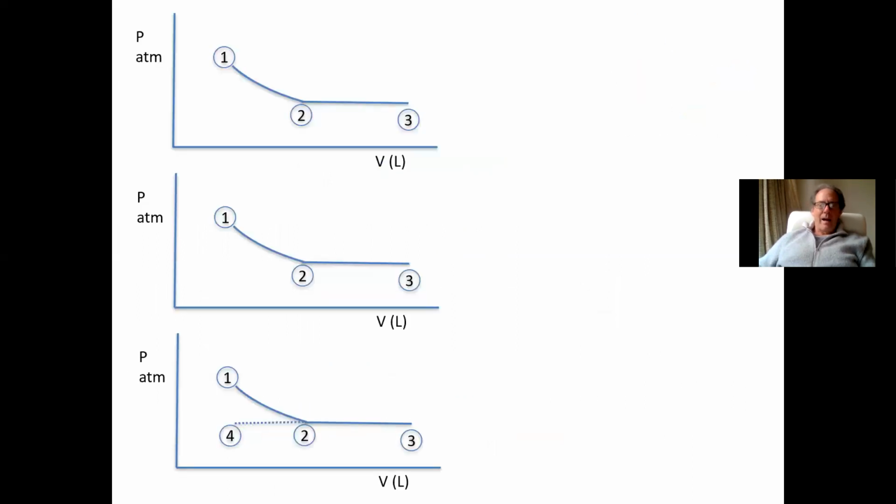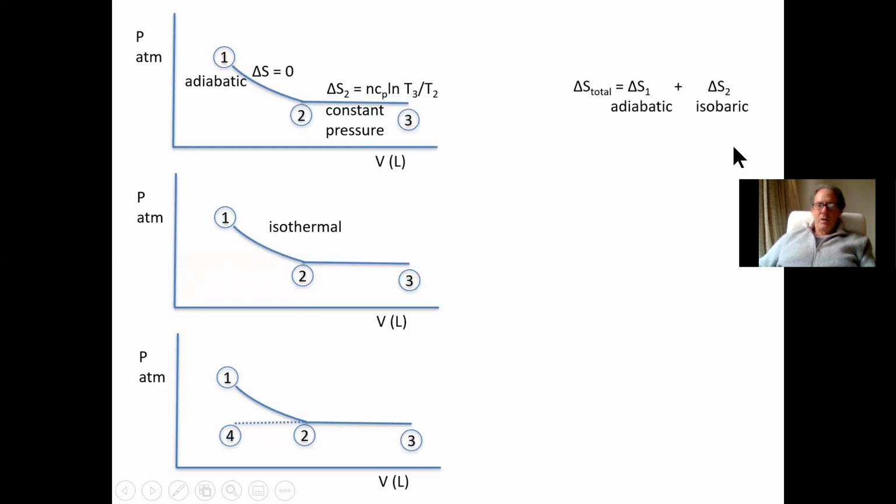Let's compare our answers. So the first example, we went from 1 to 2 and then 2 to 3. 1 to 2 was adiabatic, probably should be a little steeper. My mistake when I drew this. And then at a constant pressure, we use the entropy change nCp ln T3 over T2. We knew the temperature changes. So the total entropy change was the entropy change for the adiabatic change added to the isobaric change.